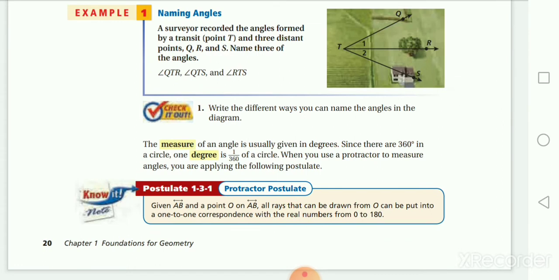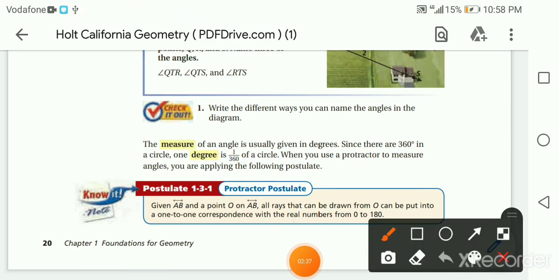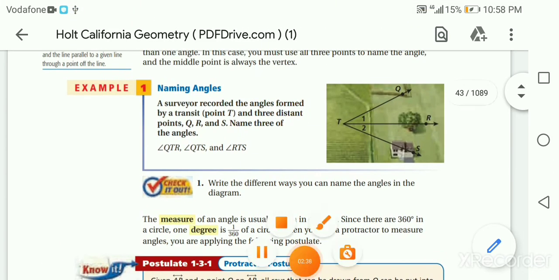Naming angles. A surveyor recorded the angles formed by a transit point T and three distant points Q, R, and S. Name three of the angles. Okay, how can we do it? Name three of the angles. This is the exercise. It's very easy, but we have to know it.